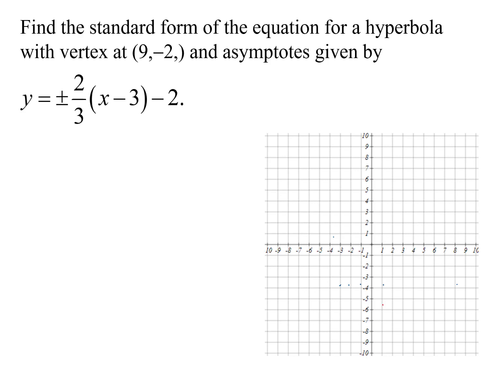We want to find the standard form of the equation for a hyperbola with a vertex at (9, -2), and then these asymptotes. So let's go ahead and plot that vertex. So over 9 and down 2, there is the vertex.